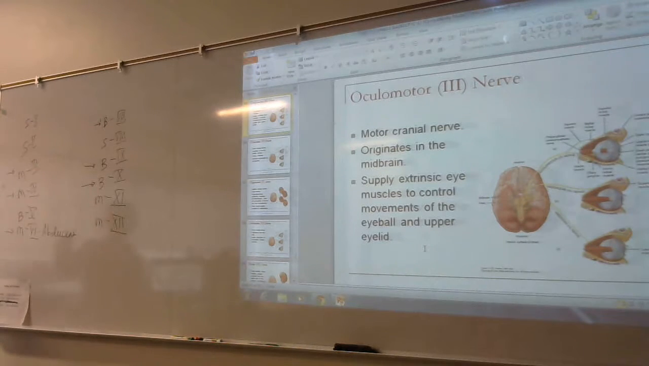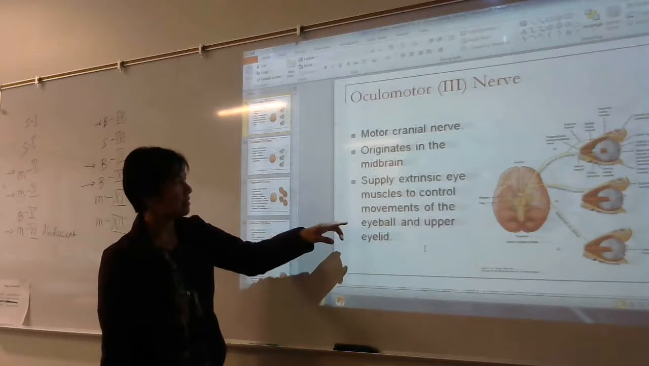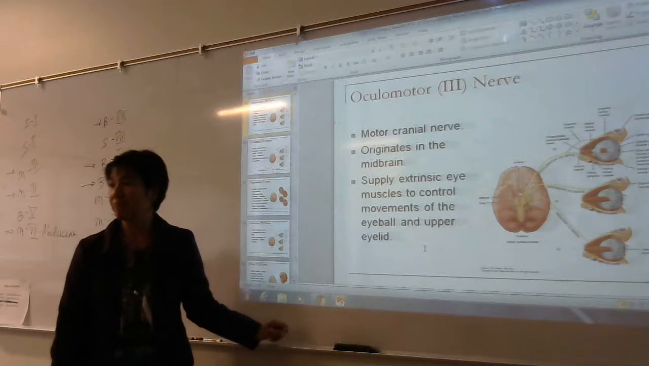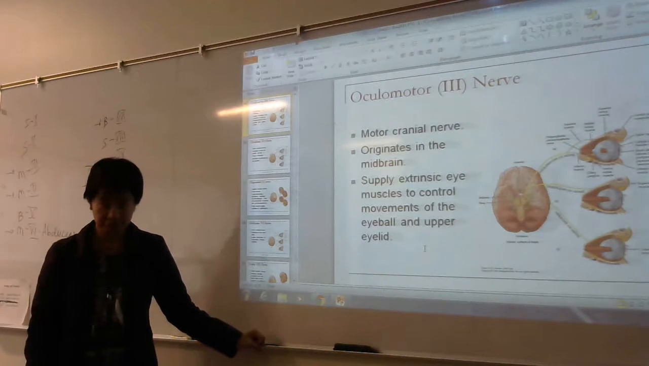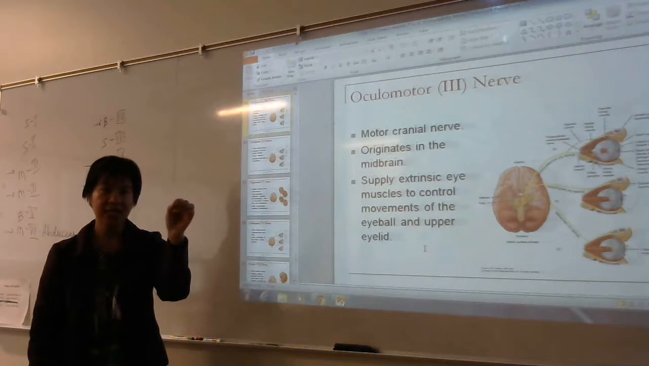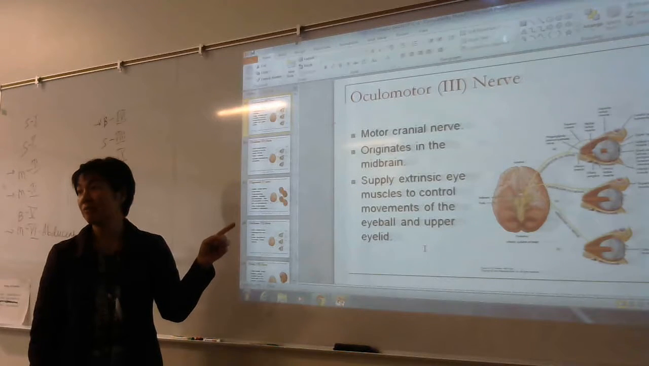In addition to moving your eyeballs, this is the one that constricts your pupils. So you use your pen light and you shine a light on the pupils, and it controls pupillary constriction, the light reflex. So what should happen if you shine a light? It constricts, right? And then in the dark, it should dilate. So if you shine a light and nothing happens, cranial nerve number 3 is damaged.